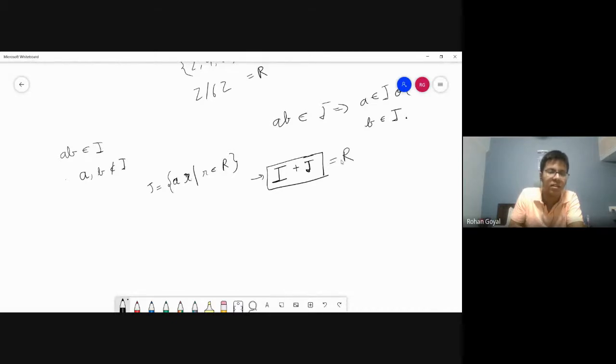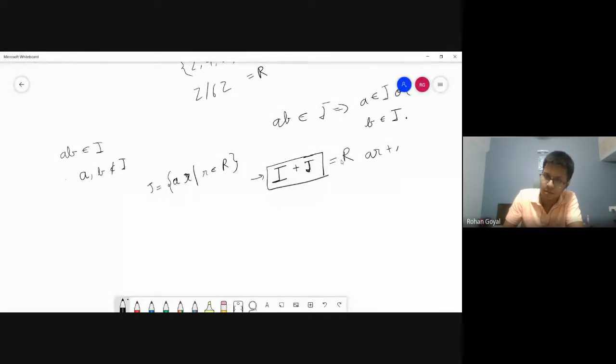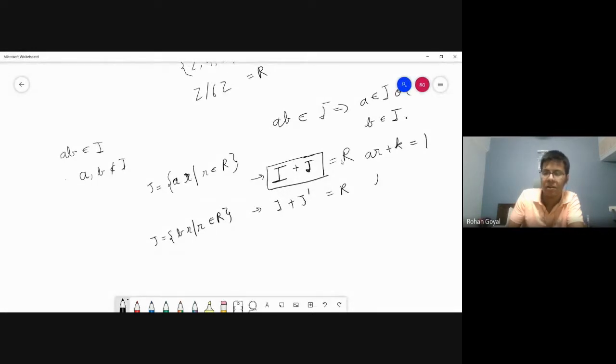because A is not in I, and I plus A is also equal to R. So there is some element A, R plus B is equal to 1, and similarly I plus J prime, where J prime is equal to BR, R in R, is also equal to R. Let me say AR plus K. And similarly, BS plus L is equal to 1.